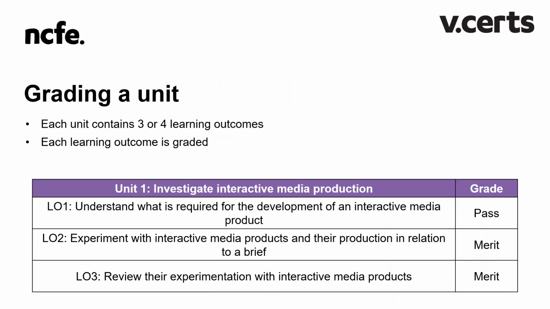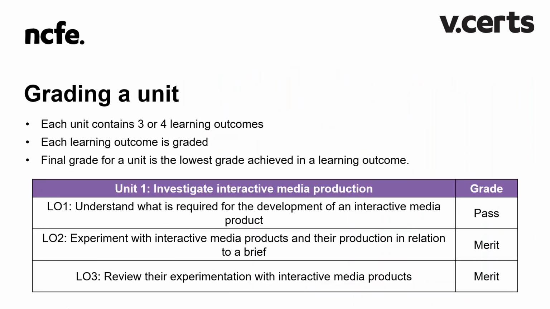Each unit consists of 3 or 4 learning outcomes, and each learning outcome is graded. To get a pass in the unit, then the learners need to achieve a minimum of a pass for each learning outcome. If they get a pass in one outcome and get merits in the other 2 outcomes, then the final grade is still a pass. The final grade for the unit will be the lowest grade the learner achieved in a learning outcome. However, there is a compensatory grading system when combining all the units at the end.